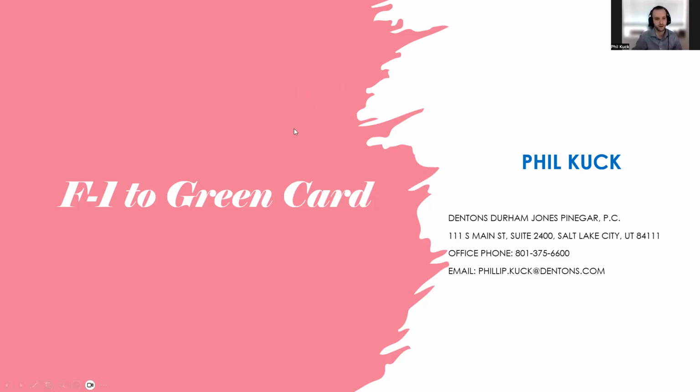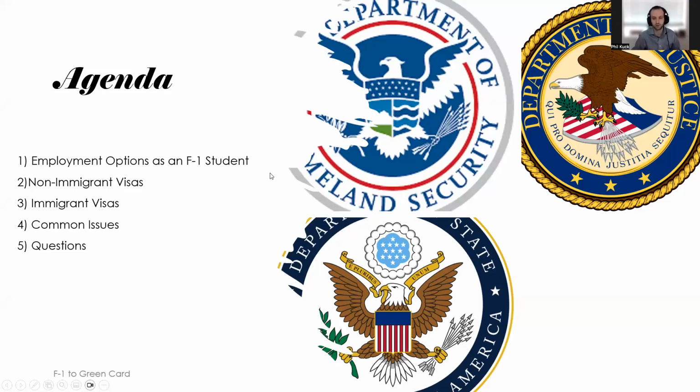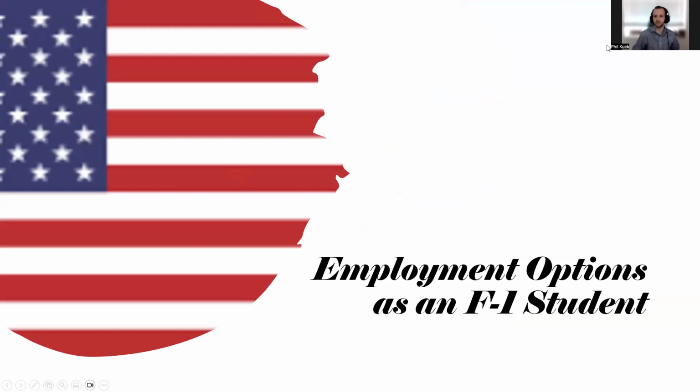So let's move on. We're going to start with employment options as an F1 student, go to non-immigrant visas and immigrant visas, then common issues. Immigrant visas, I mean, green cards, right? So you're an intending immigrant, meaning you're a green card holder. And then finally, questions.